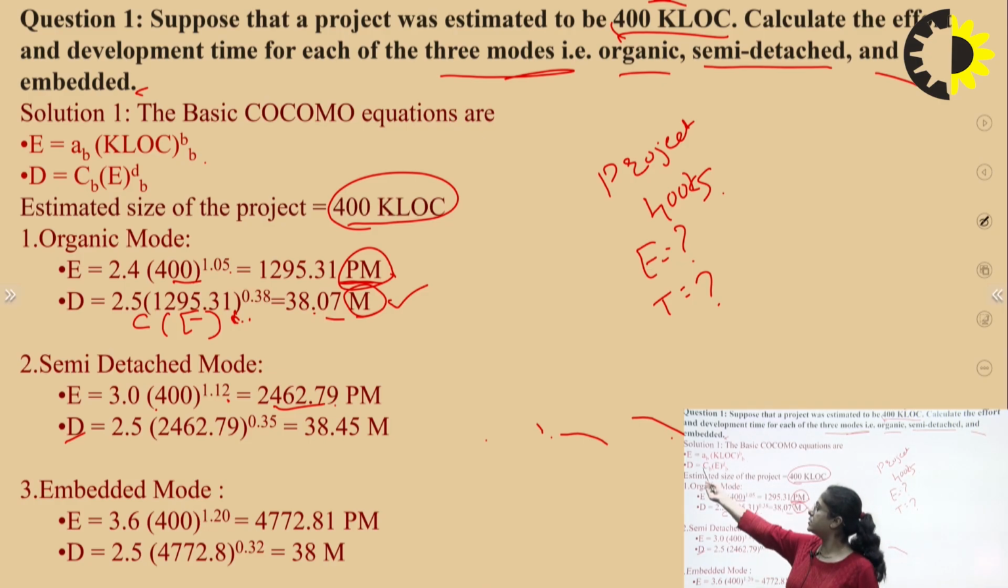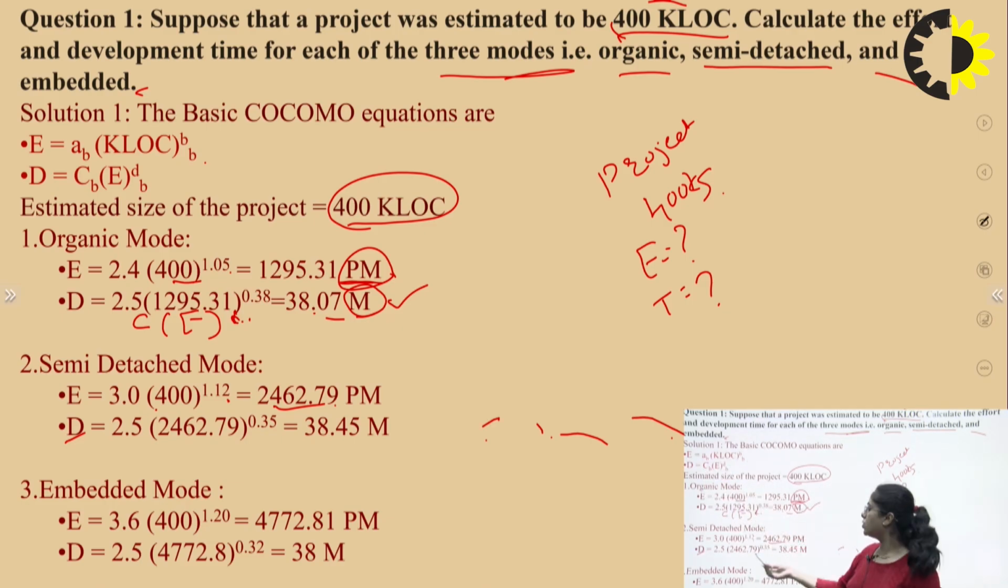The time development we are calculating for the semi-detached mode, the formula is C into E to the power D. The value of C is 2.5 for the semi-detached mode. Here the effort is 2462.79, to the power D. The value of D is 0.35. So we get 38.45 months for the semi-detached mode.